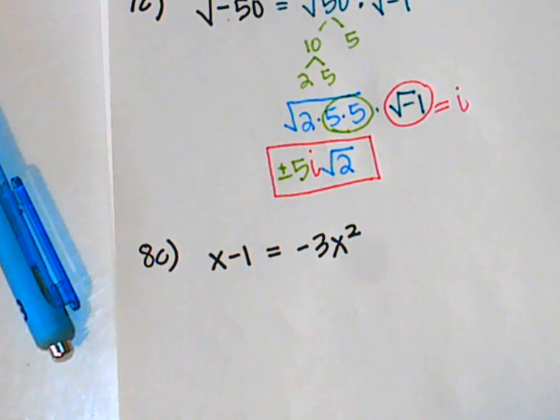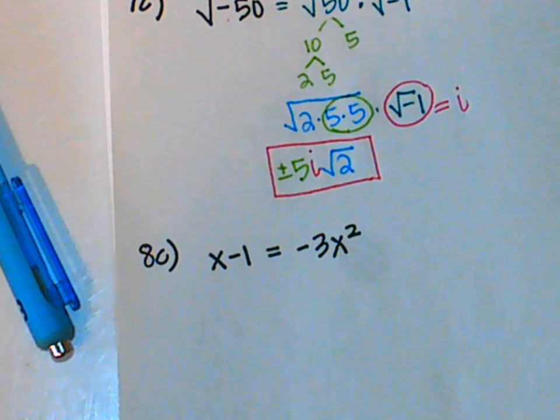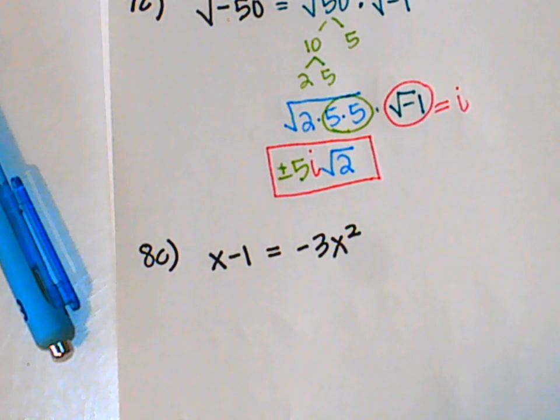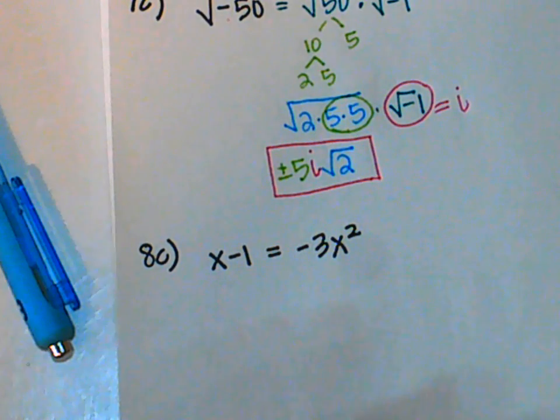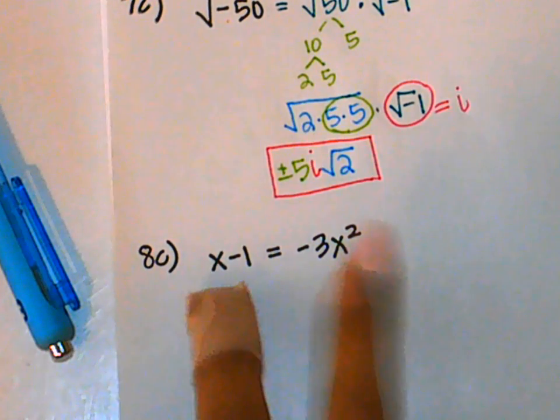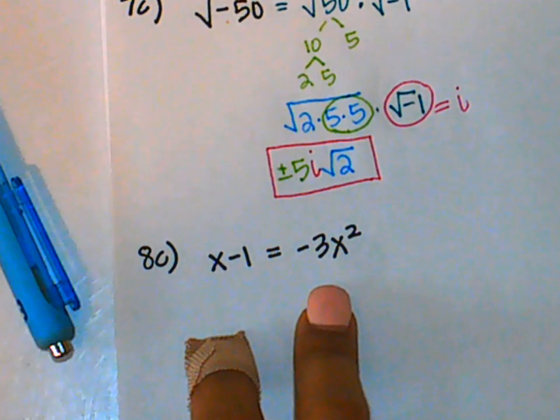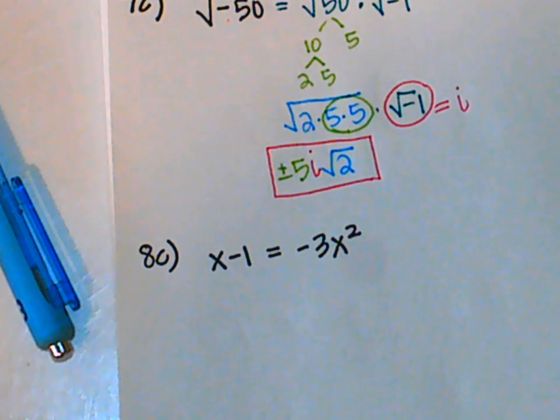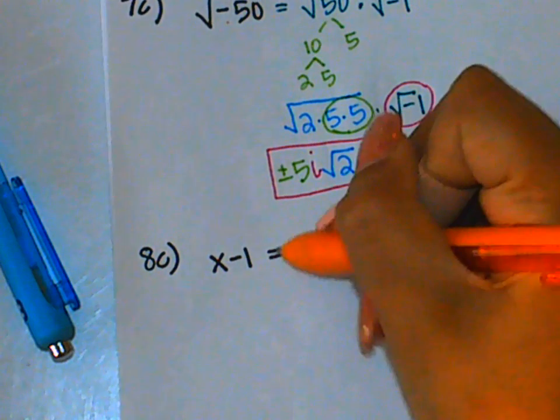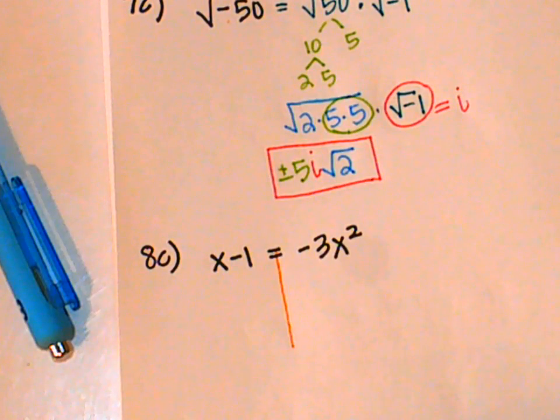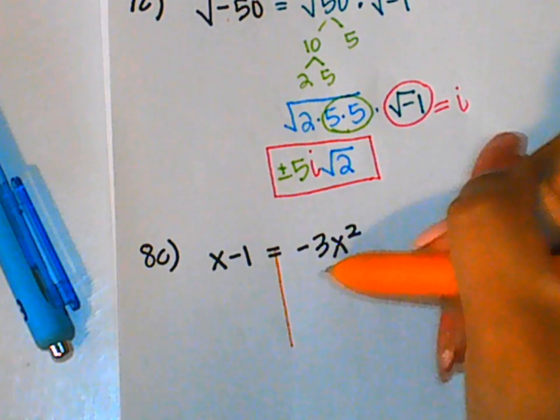All right, x minus 1 is equal to negative 3x squared. Looking at this, the first thing you want to think of is SATMERP, right? You want to solve and get the x by itself. But because I notice that I have two x's on opposite sides that I can't even combine, I want to solve this a different way. So let's put everything on the same side.